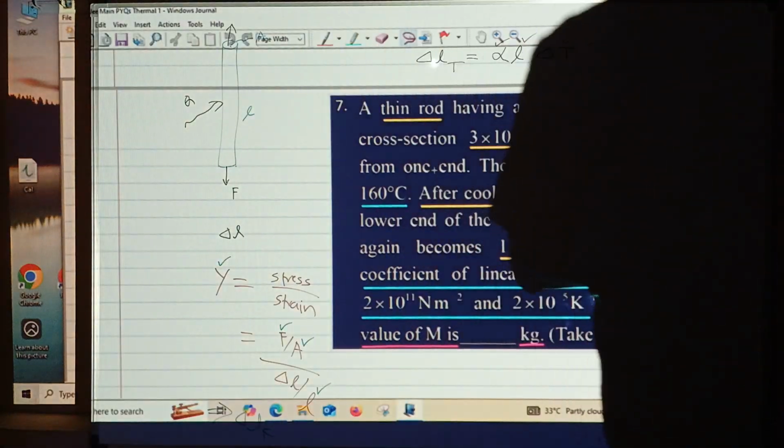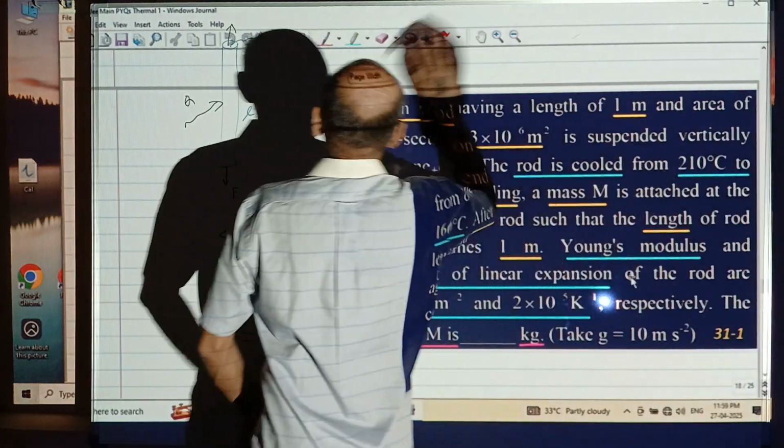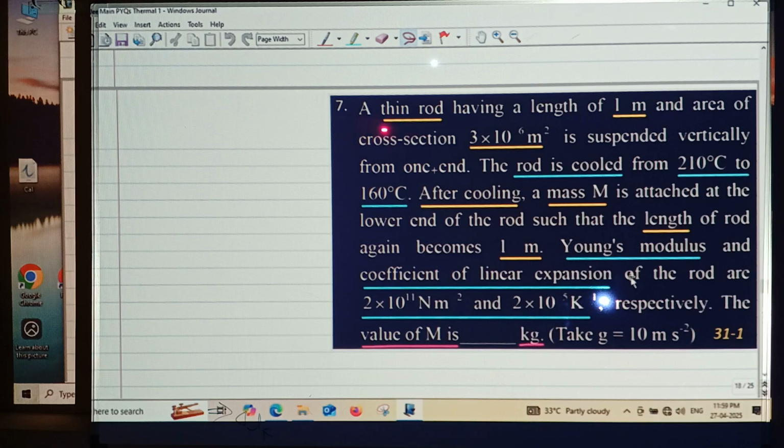So you can read the question. A thin rod having a length of 1 meter and area of cross section 3 into 10 raised to minus 6 meter square is suspended vertically from one end. The rod is cooled from 210 degrees Celsius to 160 degrees Celsius. After cooling, a mass M is attached to the lower end of the rod such that the length of the rod again becomes 1 meter.